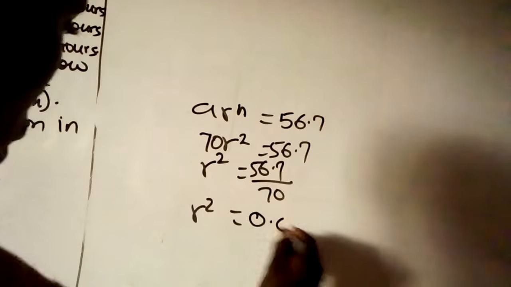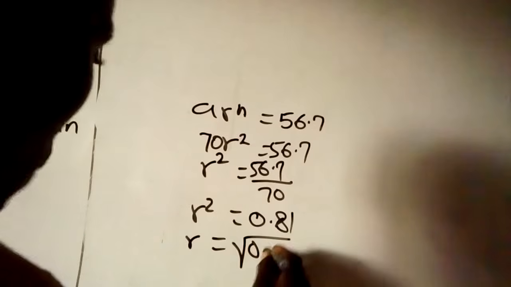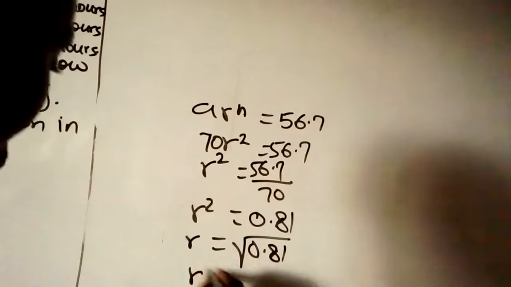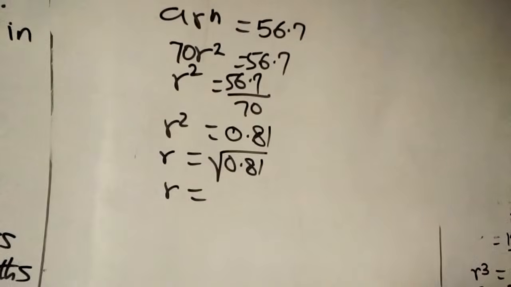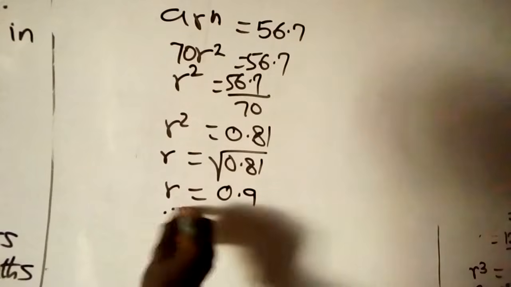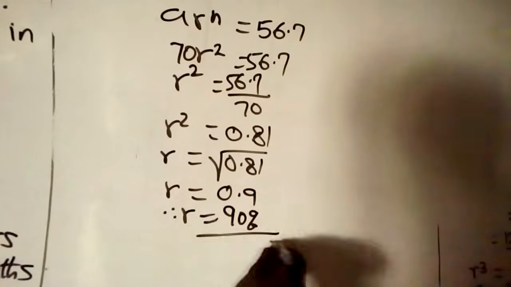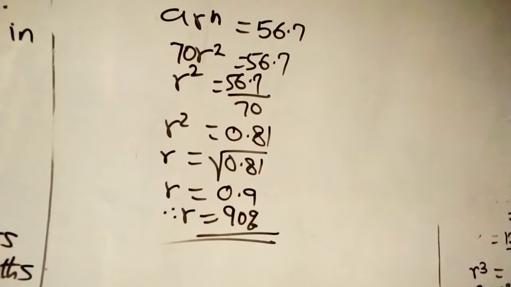0.81. So to find R, we find the square root of both sides. The square root of 0.81, our R will be, what is the square root of 0.81? That will give us 0.9. If you multiply 0.9 by 100, our R will be 90%, which is the learning rate. So whichever method you use, it will lead to the same result.